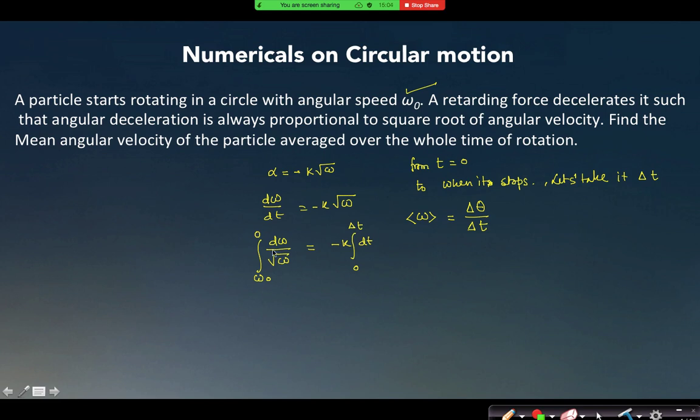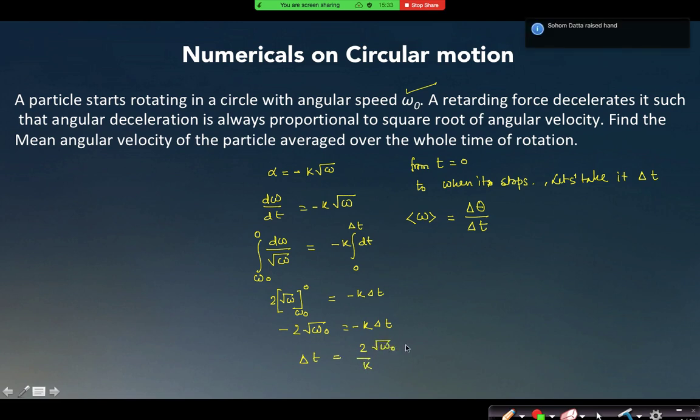So what will be the integration of d omega by root omega? Can anyone tell me? 2 root omega. If I now put the limit from omega naught to 0, that is equal to minus k delta t. So that will be minus 2 root omega naught equal to minus k delta t. From there I can easily find that delta t is equal to 2 root omega naught divided by k. So that is one portion of this question, that delta t I have got. Now I have to find delta theta.